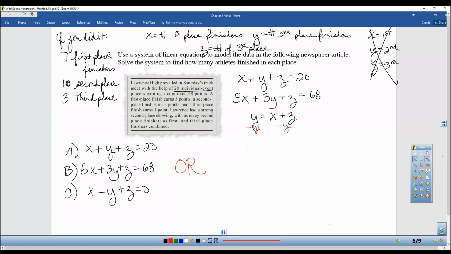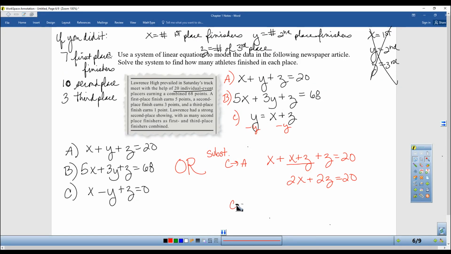Or, okay, you can do it more traditionally, or you can use substitution. Some people like that. So they think of this as A still, and this is B, and this is C, and you can put C into A. That would give you X plus, and instead of Y, I'm going to write X plus Z is equal to 20. And that becomes 2X plus 2Z is equal to 20.